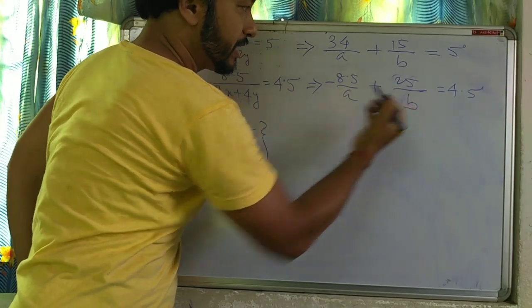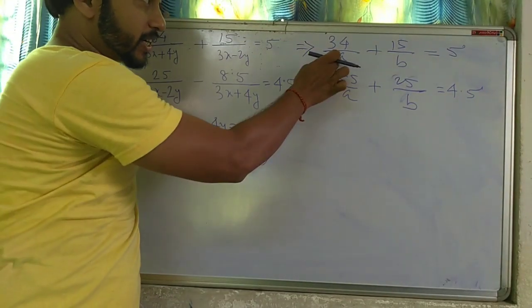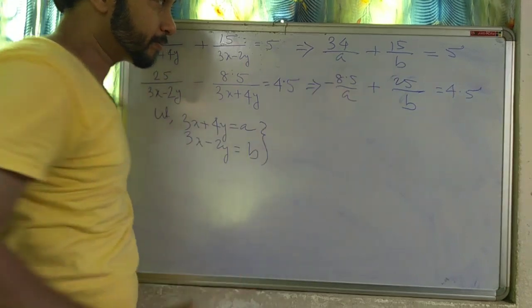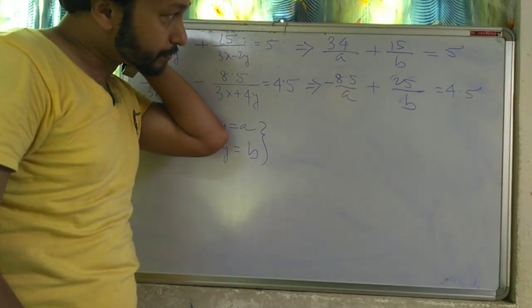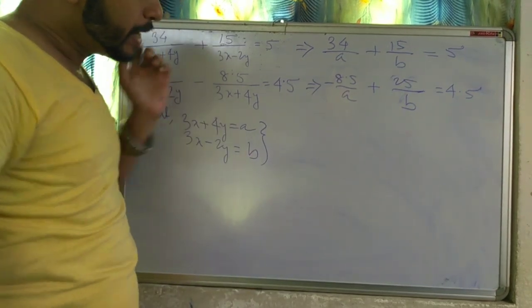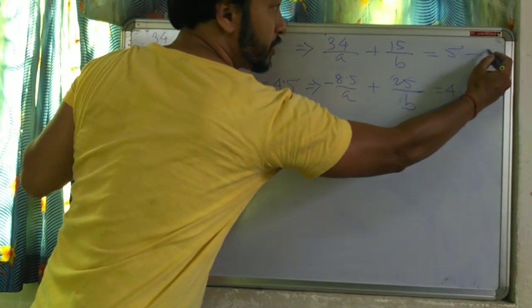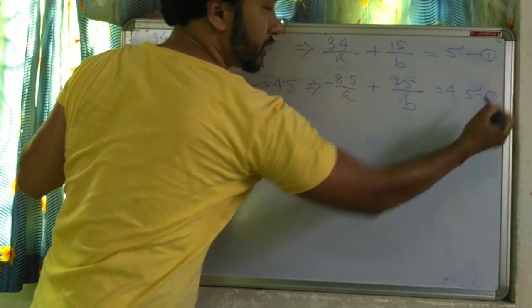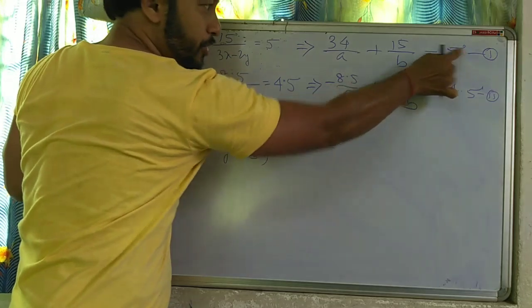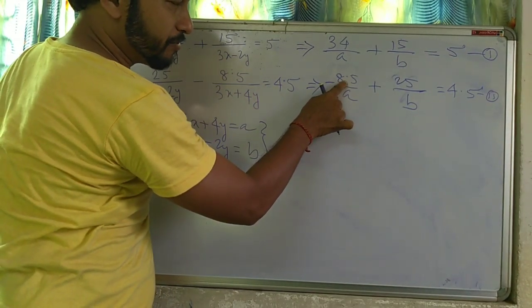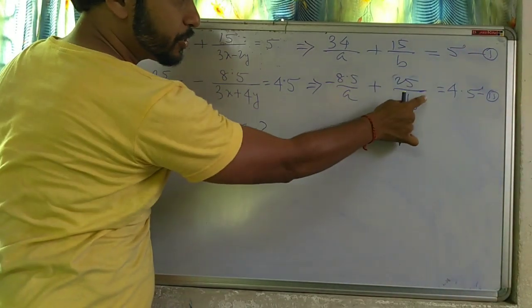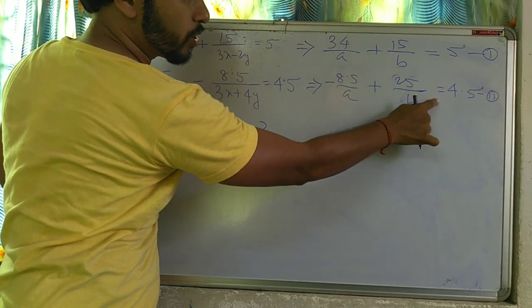(25 by b) here. Now it's matching a, b, b. Now see here. This is my first equation and this is my second equation. The first equation will be multiplied by 8.5 and the second equation will be multiplied by 34.